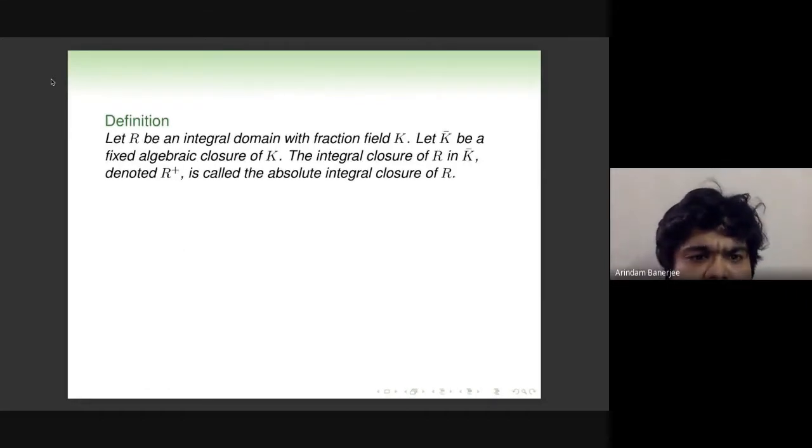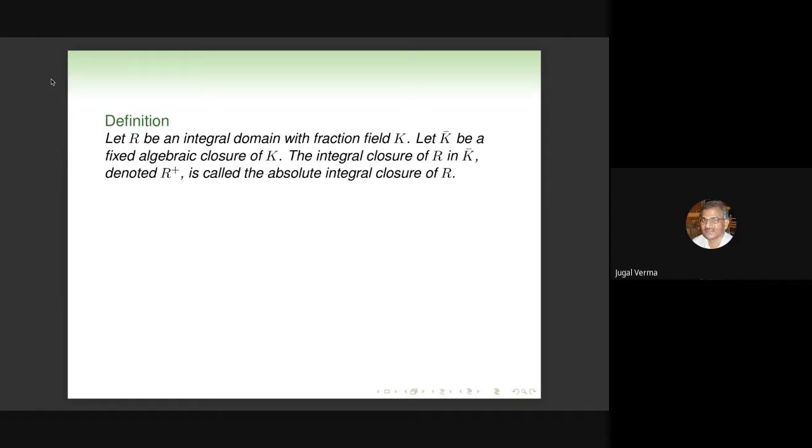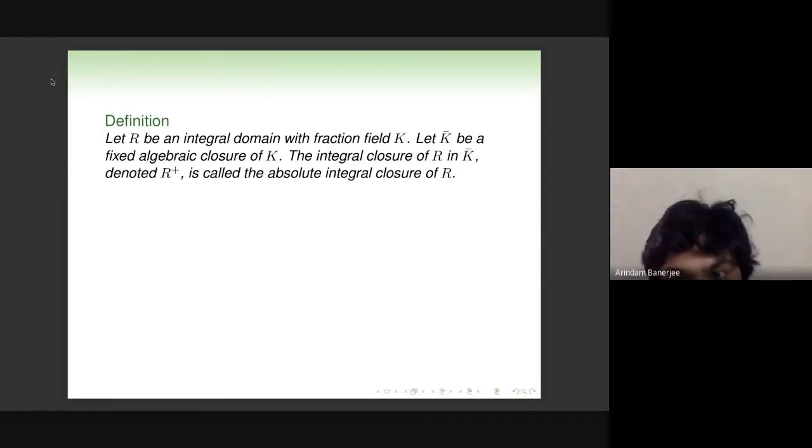Yeah. So let me first define this big thing, which is the main topic of today's talk: absolute integral closure. Let R be a domain with a fraction field, and take any fixed algebraic closure of the fraction field. Then the integral closure of R in that algebraic closure, denoted R plus, is called the absolute integral closure of R. And now this thing, by the way, is a fairly big ring, and this is almost always not Noetherian.